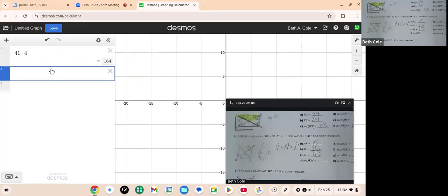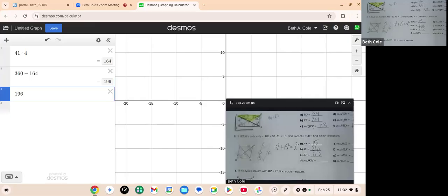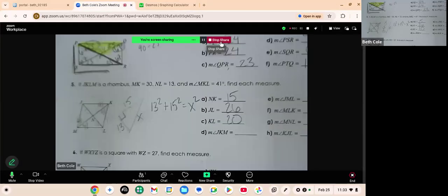Now, what should all the angles add up to? 360. So I'm going to do 360 minus that. Still with me? We times it by 4 because there were 4 of them. I subtracted it from 360. I have 196 left, and I want to split that 4 ways. So I'm going to type 196, divided by 4. So all the ones that are left are 49. So all the other blanks that you see there are all 49. So you get to repeat them. So 49, 49, 49, 49.